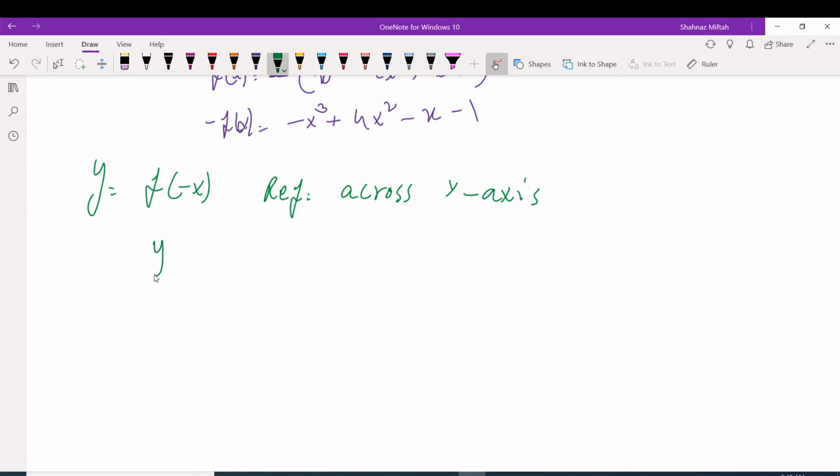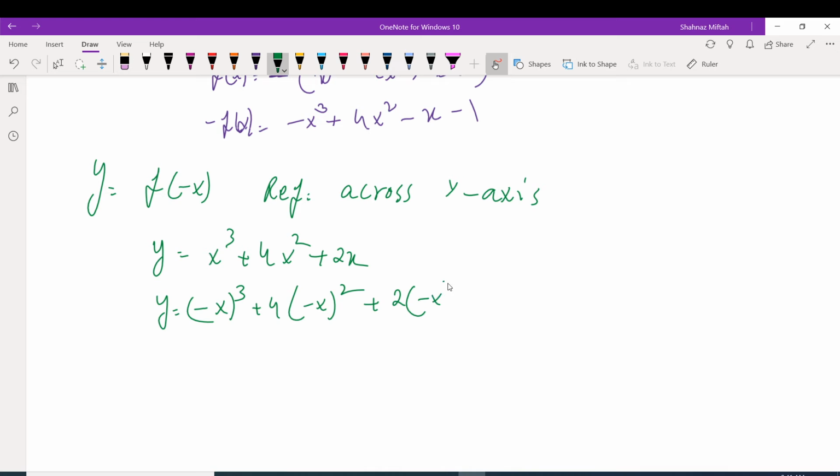Okay, I have a function x cubed plus 4x squared plus 2x. For example, this is my function, and the question is asking, is there a reflection across the y-axis? I don't know. I have to plug in negative x for every x in the function. So I'm going to plug it in: negative x cubed plus 4 negative x squared plus 2 negative x. For every x, I plugged in negative x.